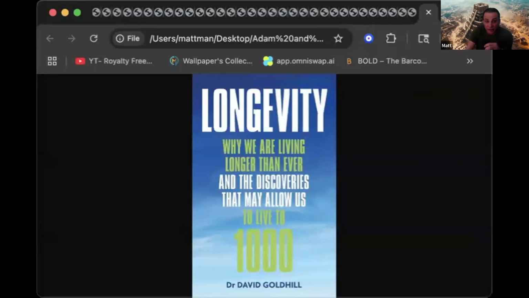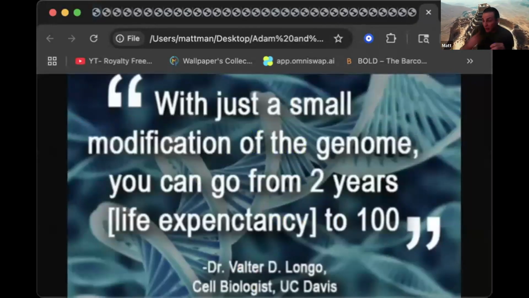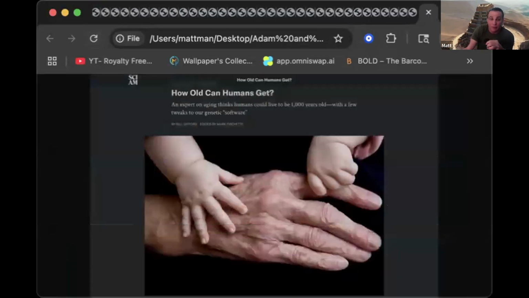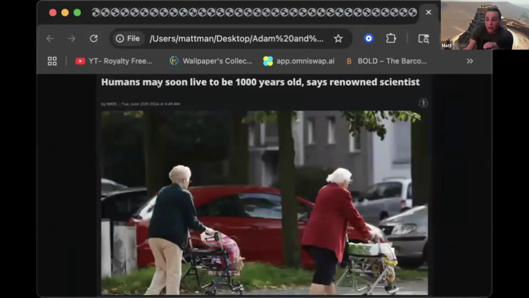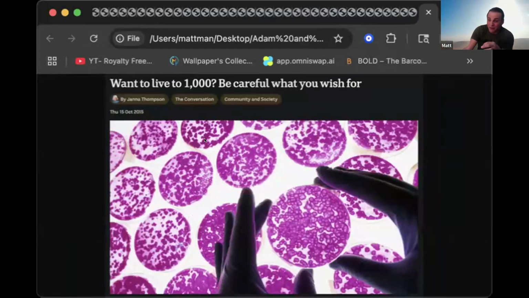And he's not the only one that says this. Here's Dr. David Goldhill, who wrote an entire book on it. Here's a quote from Dr. Vaultier that said, with just a small modification of the genome, you can go from 2 years to 100 years. That's massive. Here's a professor of molecular biology that says the exact same thing. This guy is Ray Kurzweil. He's really famous because he takes $100 worth of supplements every single day to expand his life. But he's also a world-renowned scientist that says, no, we're really close to being able to live for 1,000 years.